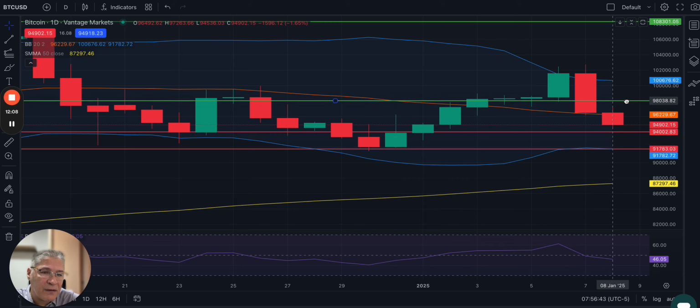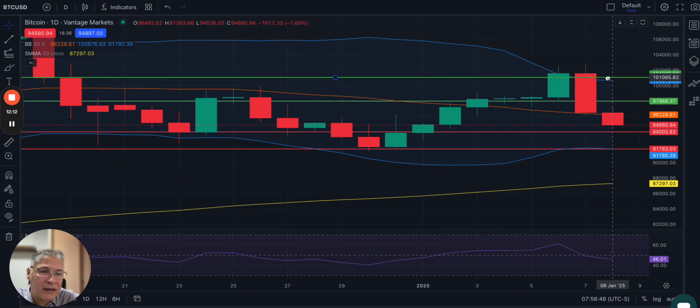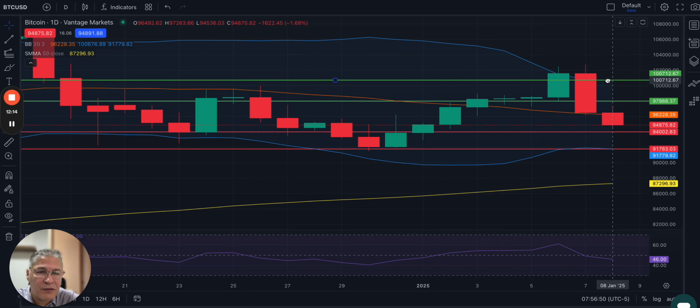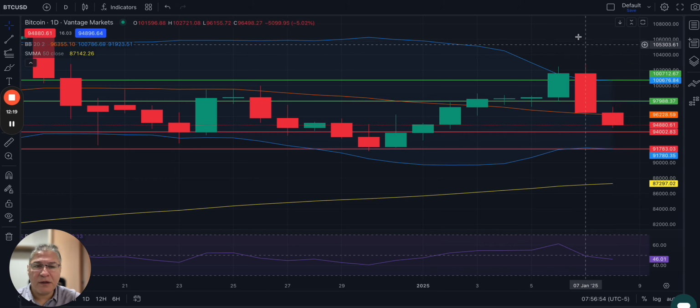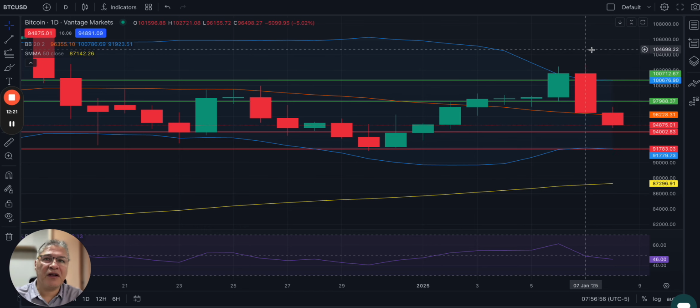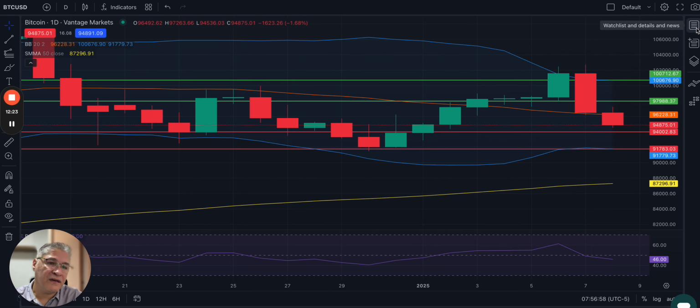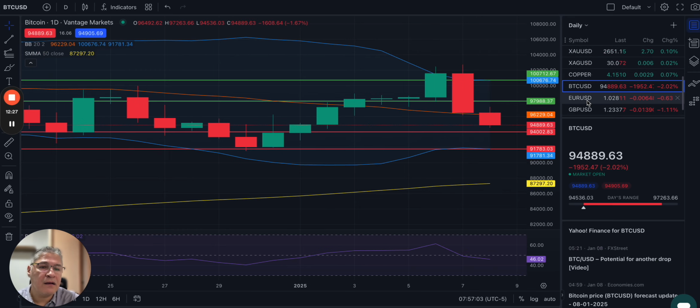and for resistance we're going to use 98,000 right around here, and then the second one, let's use the upper boundary band, which is just right above 100,000, and that 100,000 is also a psychological round number of resistance. So yeah, going with the trend, which is selling.